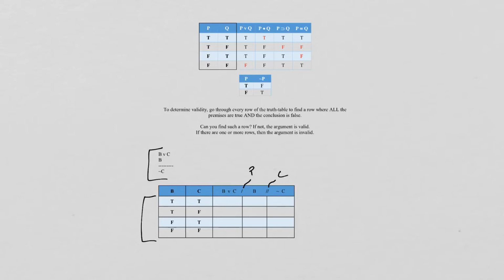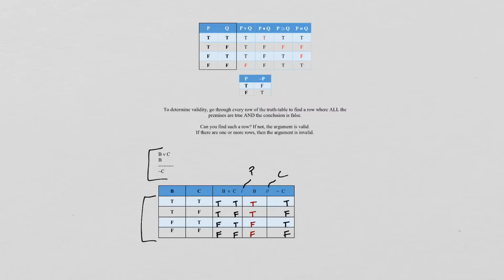Again, you want to copy everything down to begin with. This is setting the standard here so you don't get confused. So B is TT, FF, and C is TF, TF. B here is TT, FF. And C again is T, F, T, F. Okay, so that's just copying everything down.